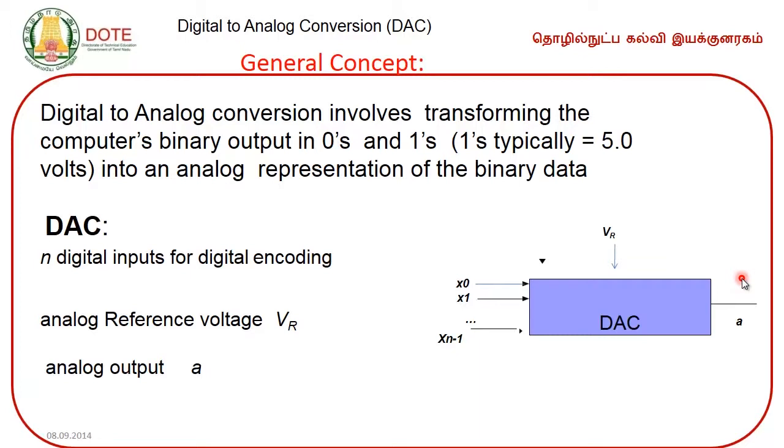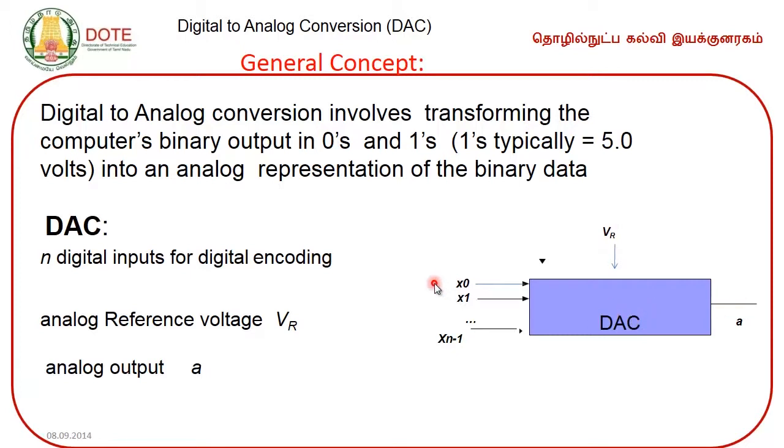We need another input, that is analog input, without that it is not possible. So, what is it? It is called VR, reference voltage, right. It is a DC voltage, reference voltage. With respect to this reference voltage only we are able to get the analog voltage here, right.